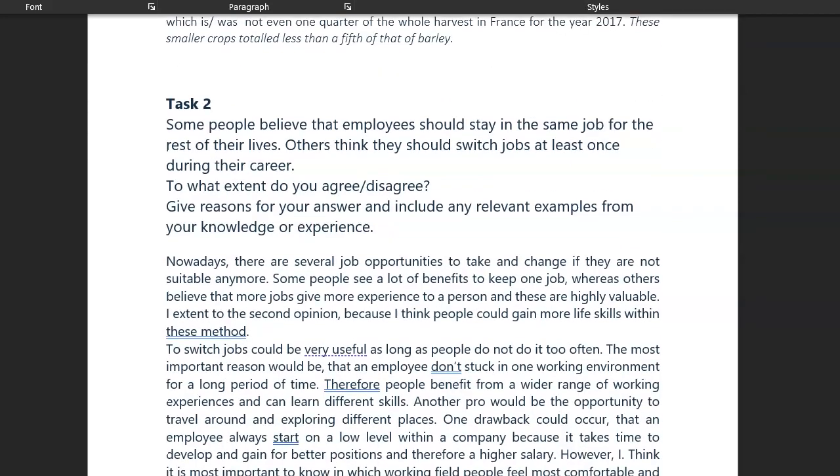Some people think employees should stay in the same job for the rest of their lives. Others think they should switch jobs at least once during their career. To what extent do you agree or disagree, and give good reasons. Nowadays, there are several job opportunities to take and change if they are not suitable anymore. Okay, to take and change.